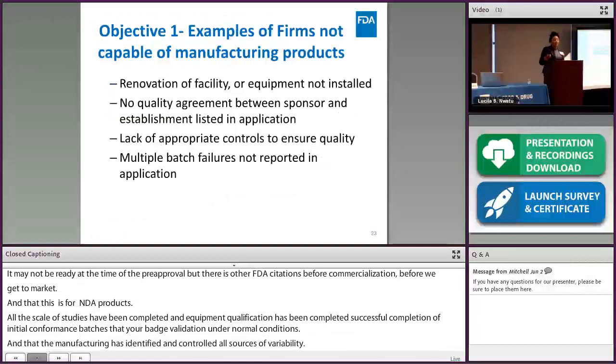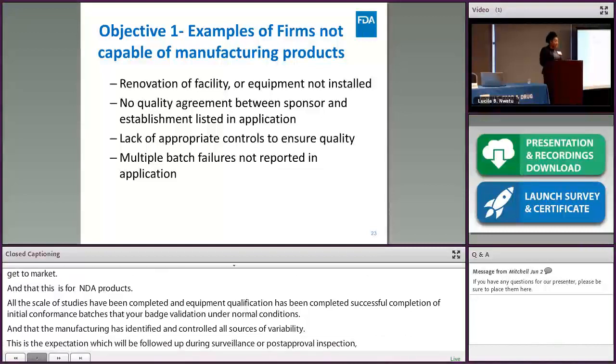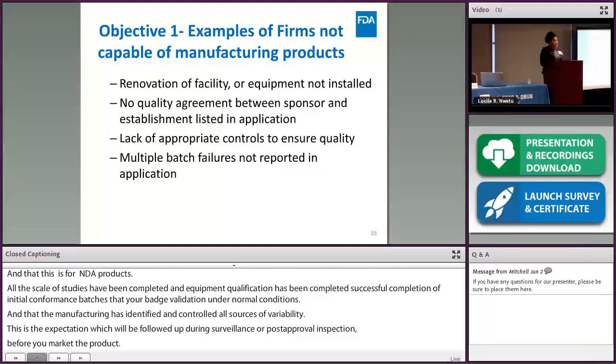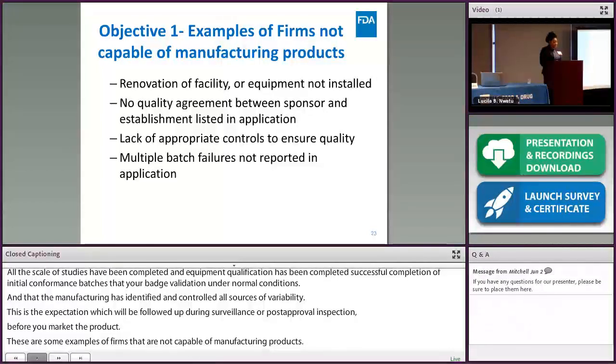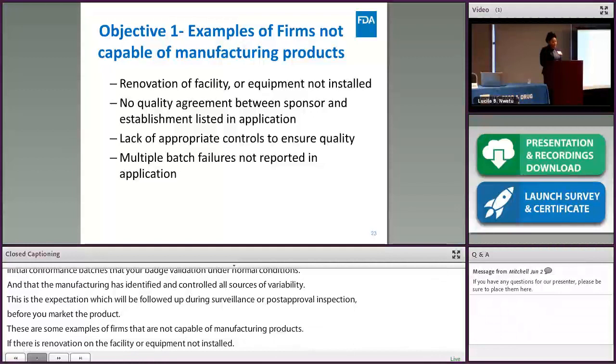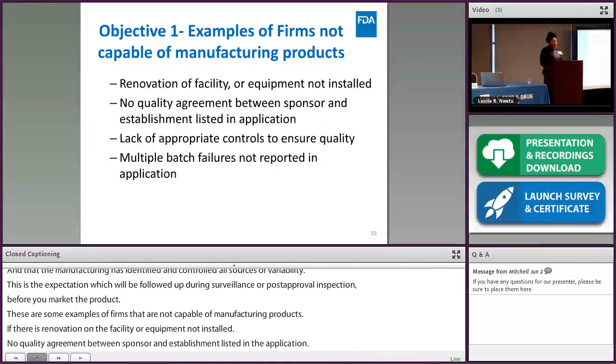So these are some examples of firms that are not capable of manufacturing products: renovation of the facility or equipment not installed, no quality agreements between sponsors and establishments listed in the application, lack of appropriate controls to ensure quality, and multiple batch failures not reported in applications.